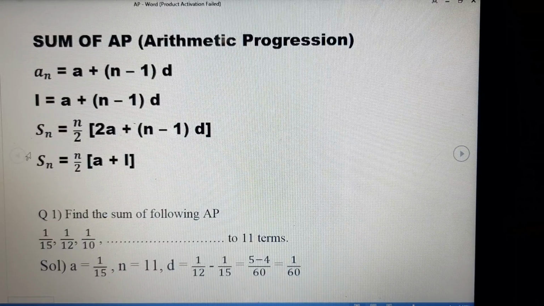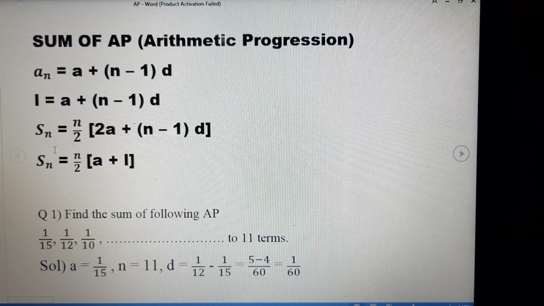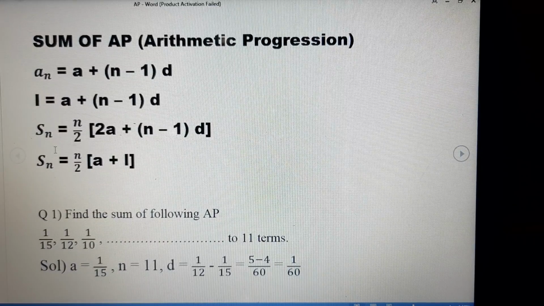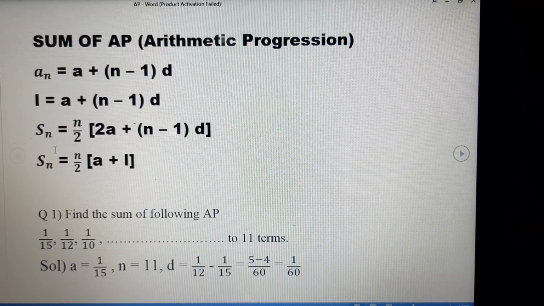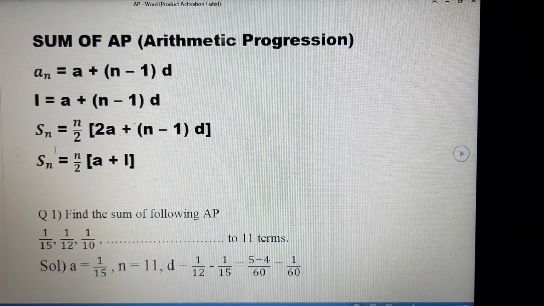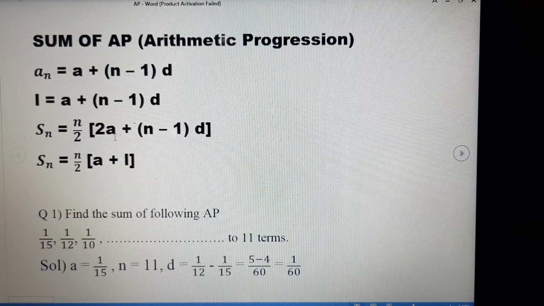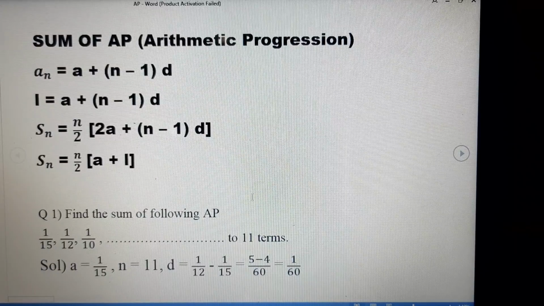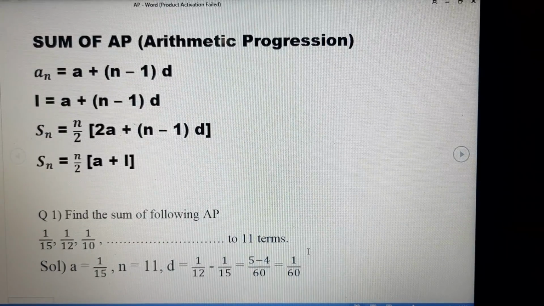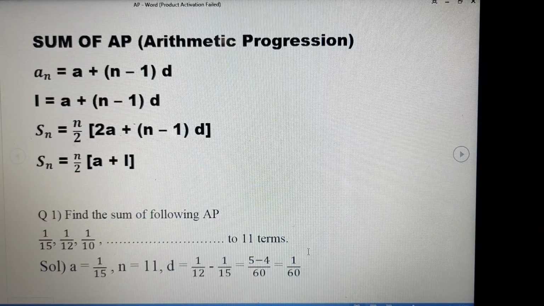To calculate the sum of AP, we have two formulae. Sn is equal to n upon 2 within a bracket 2a plus n minus 1 into d, and the other formula is n upon 2 within bracket a plus L. You know what a stands for, what n stands for, what L stands for. So let us apply these formulae to calculate the values of sum of APs.